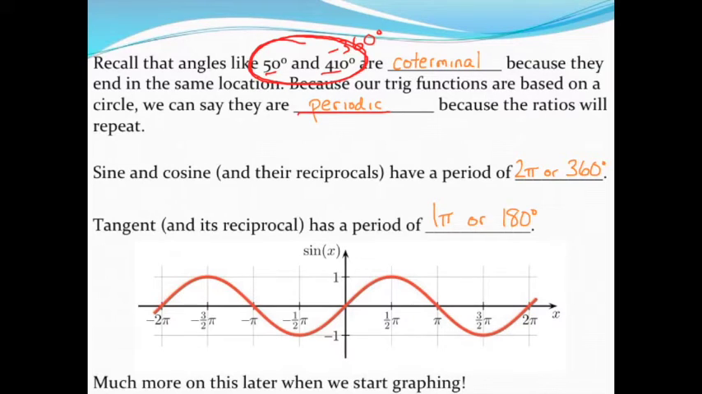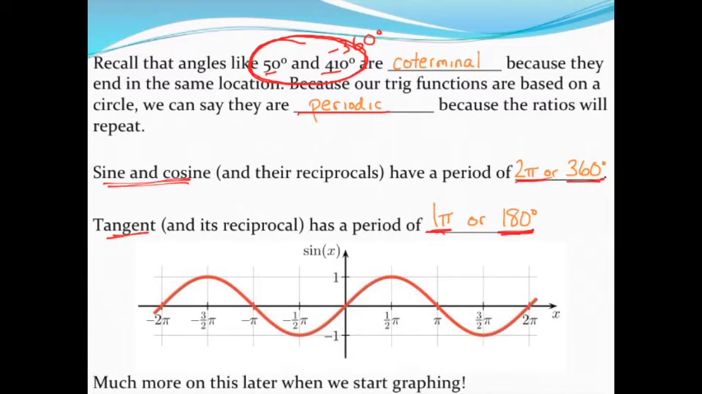We call trigonometric functions periodic because these values repeat over and over again. It turns out, and we're going to talk much more about this later when we start graphing, that for what we're going to need, sine and cosine both have a period of 360 degrees, a full circle, or 2 pi. The tangent graph, as well as its reciprocal, actually has a shorter period. The period is half of that, meaning the tangent ratios repeat every 180 degrees, or pi, half a revolution. So let's take a look at how we can use this property to our advantage to help evaluate some trigonometric expressions.